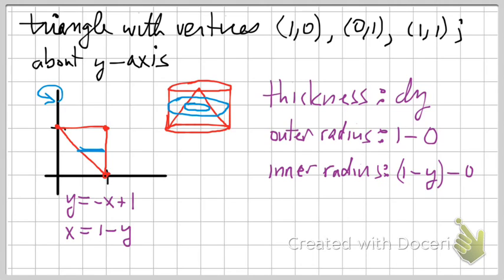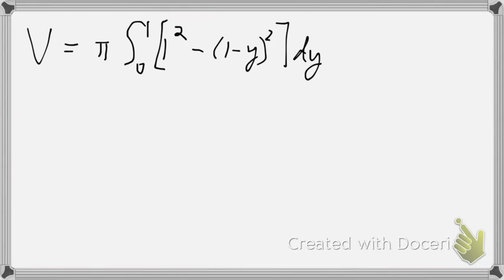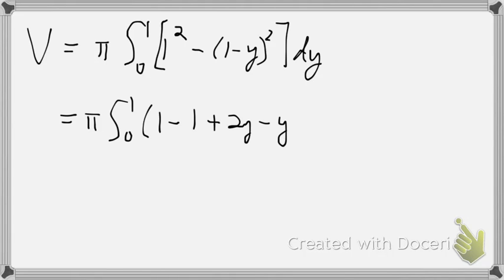And that's important because my limits of integration are y values, then 0 to 1. Is that okay? So we got a pi, we got an integral from 0 to 1. And this would be 1, and then we have minus 1 plus 2y minus y squared dy. You guys agree? If I do out the square, that's 1 minus 2y plus y squared, but there's a negative in front. So that's going to flip my signs there. 1 minus 1? 0. Boy, was there a pregnant pause before you answered, though.